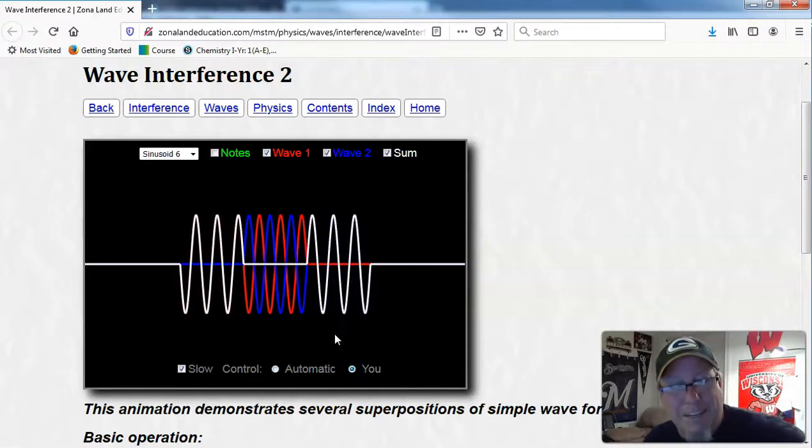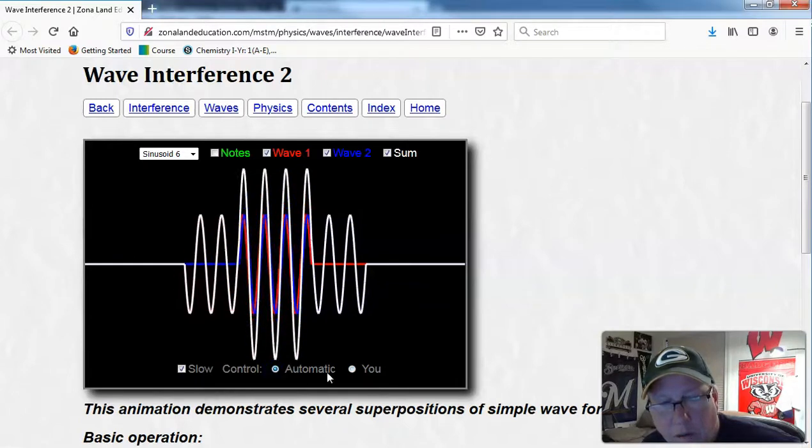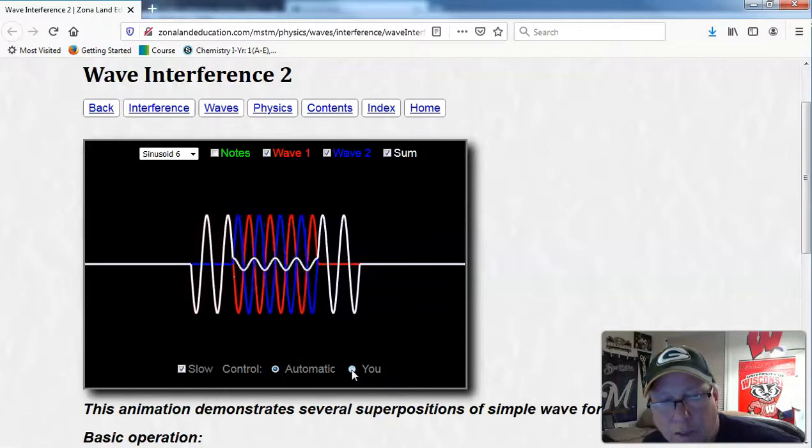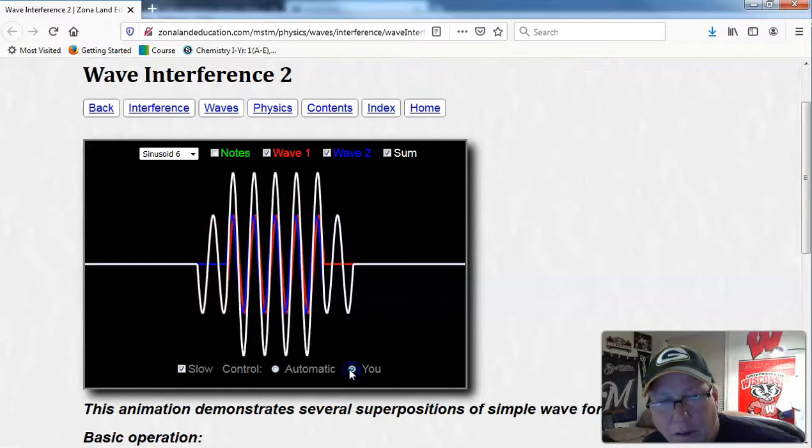I did not mean to do that really well, but here the red crest is with the blue trough, destructive interference. Blue crest is with the red trough, destructive interference. And if we let it keep going nice and slow, if I try to pause it in the exact opposite scenario, when the two crests are together, that's when you get the addition scenario.